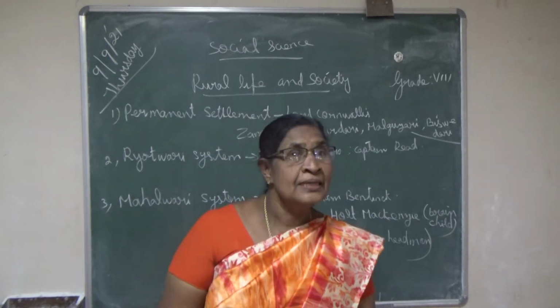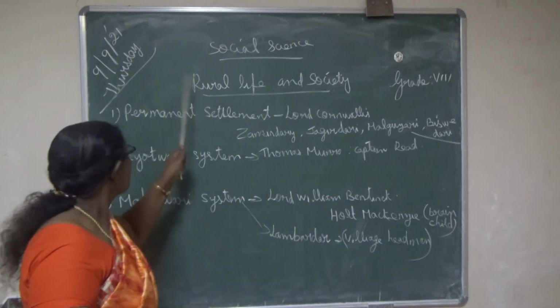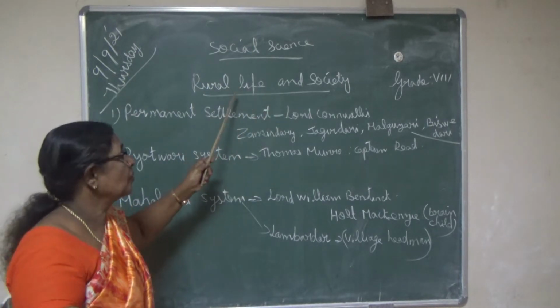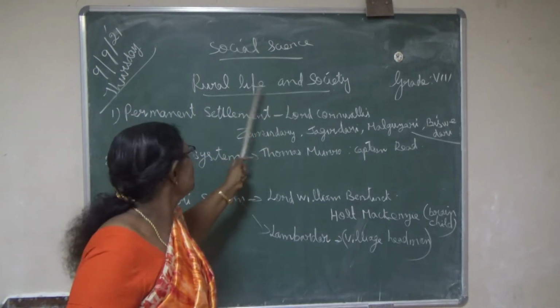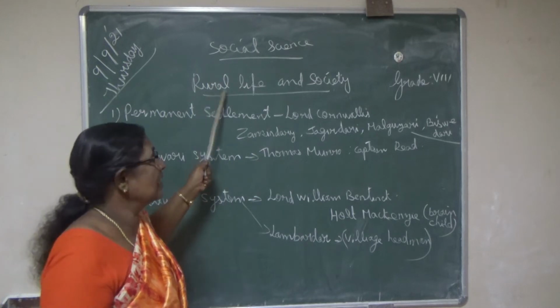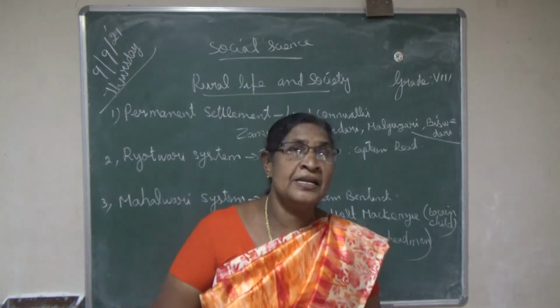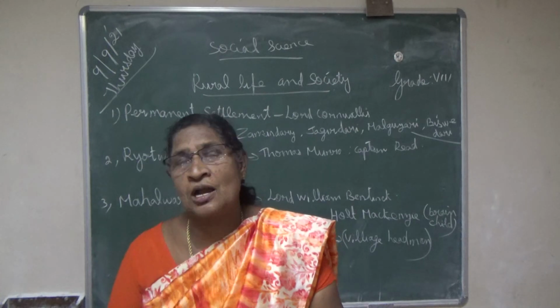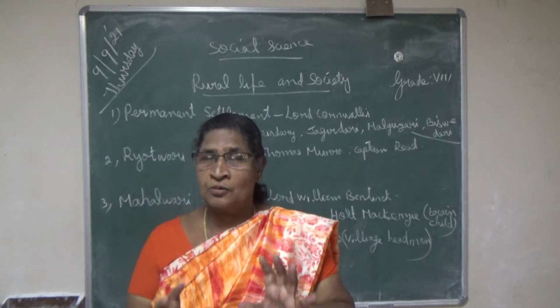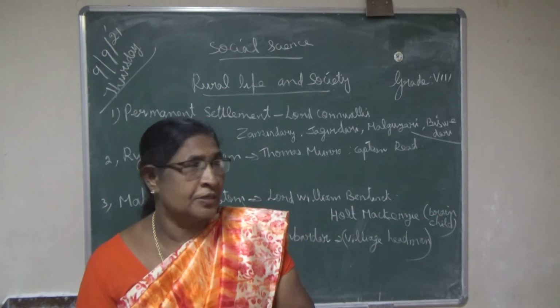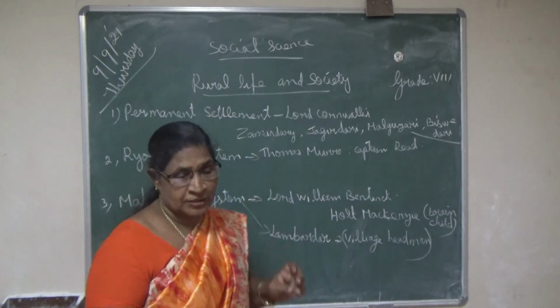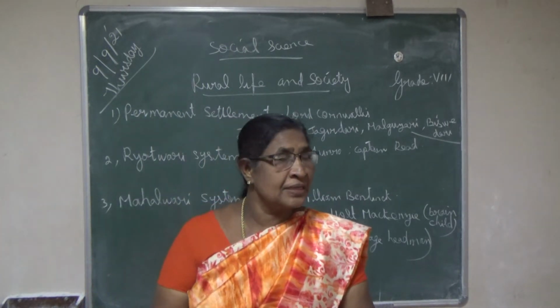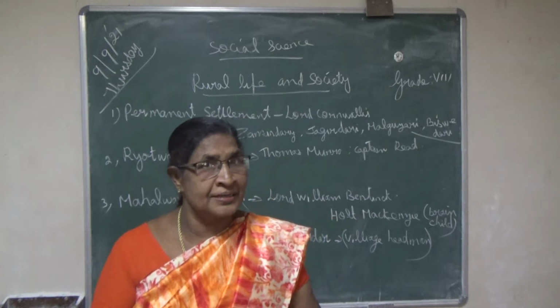The heading of the third lesson is rural life and society. Rural means village. Village life and society. What is the meaning of society? Society means a community of persons or a group of people. So rural life and society. Okay. The heading of the third lesson is rural life and society.